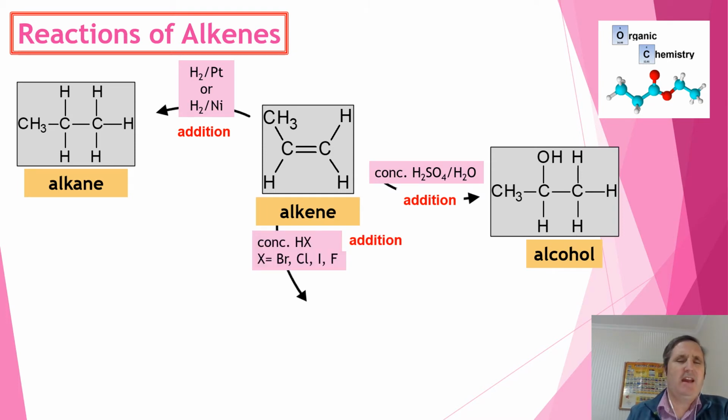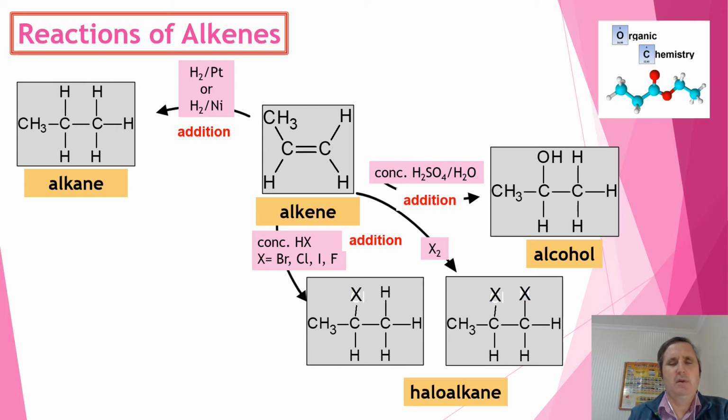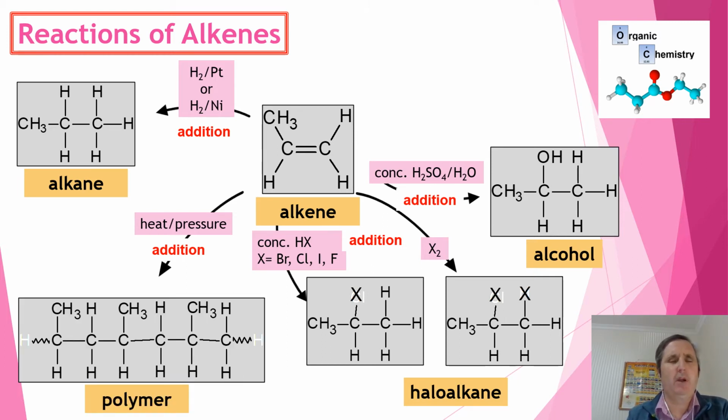We can either add some halogens in the form of HX and produce a haloalkane, or in the form of X2, like so we could have HCl or Cl2 to produce a haloalkane, or we could put them under heat and pressure and produce a polymer. So those are 4 different types of addition reactions. And remember, the addition reactions did have their specific names.